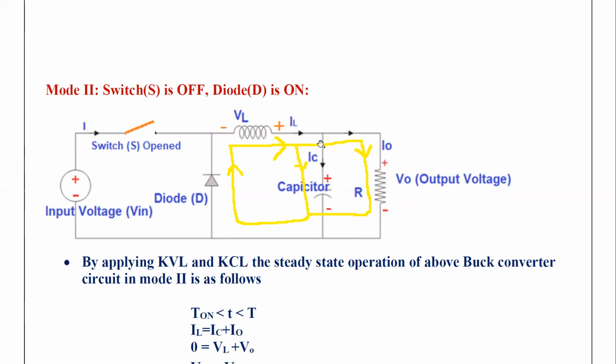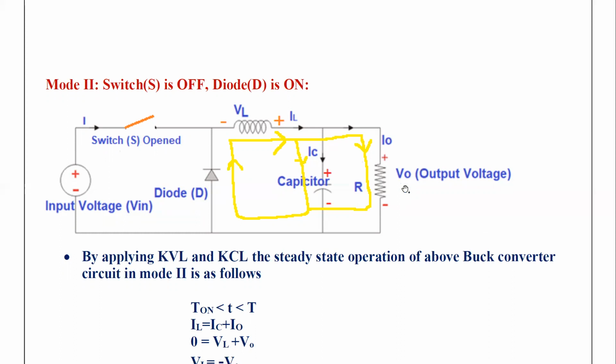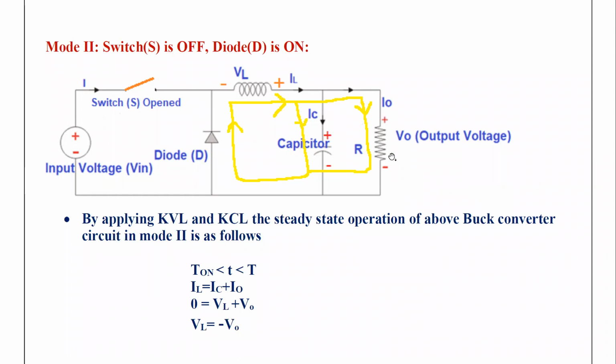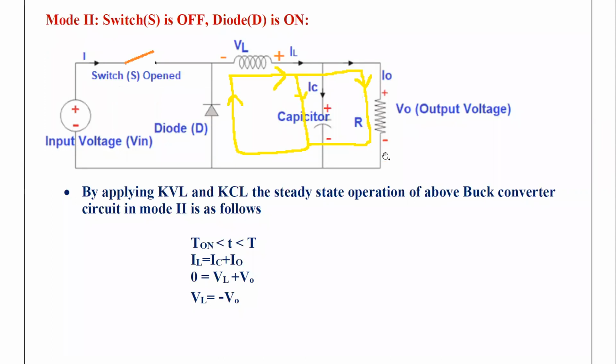If you apply KCL and KVL here also, you will get two equations. One is IL, entering current at this node, is equal to the leaving currents IC plus I0. Similarly, VL is equal to minus V0, because the polarities are different here. So the two equations are IL equals IC plus I0, and VL equals minus V0. This is mode 2 operation, when switch S is off and diode D is on.